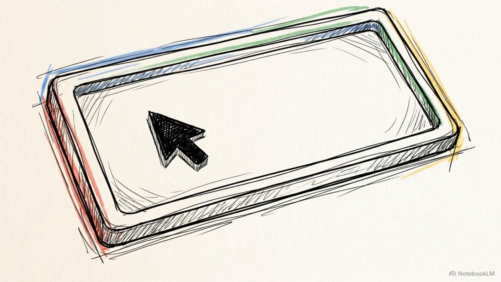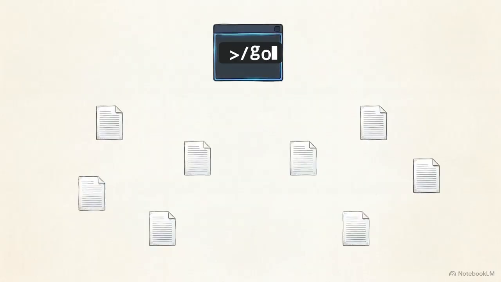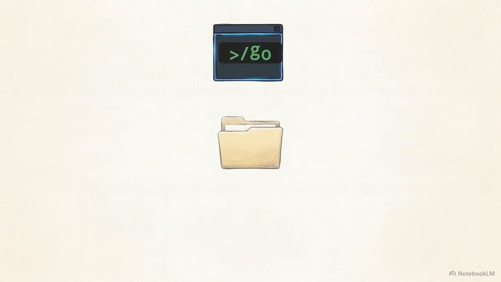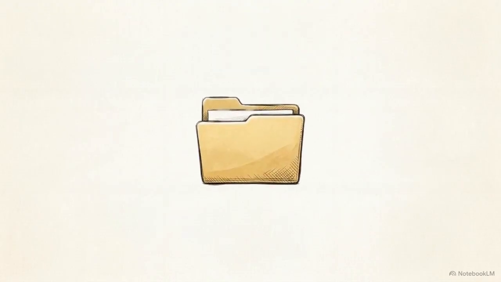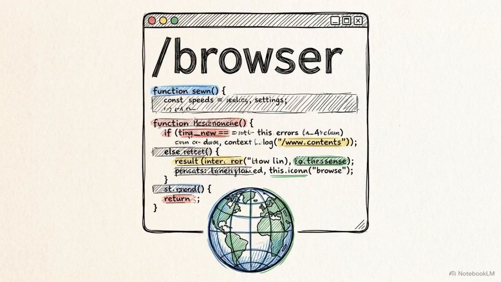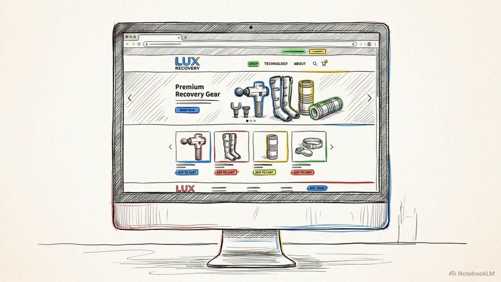After the agents finish, the system provides management commands. Typing /go instructs the system to organize all the newly created files into a cohesive project structure. Next, use the /browser command. This compiles the code locally and opens a live preview of the website in your web browser.